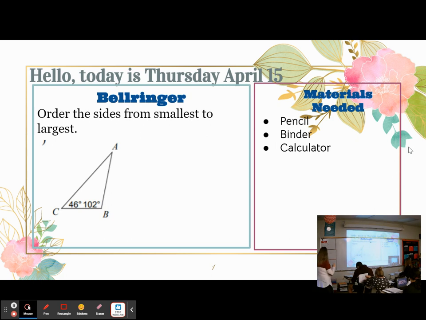All right, for yesterday's bell ringer, you had to order the sides from smallest to largest. 80 plus 45 is 125. So I believe you should have gotten 55 for this angle down here, angle A. And then for the smallest side, it would have been AB, and then BC, and then AC. So you would have gotten AB, BC, AC for yesterday's bell ringer.